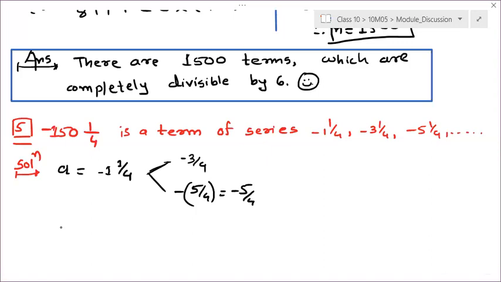Because it is the main confusion that students are facing. Just raise your hand. How many of you are with minus 3 by 4?